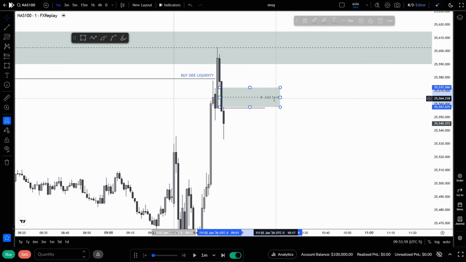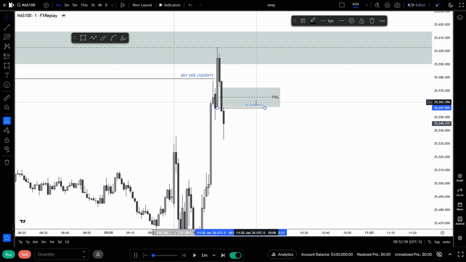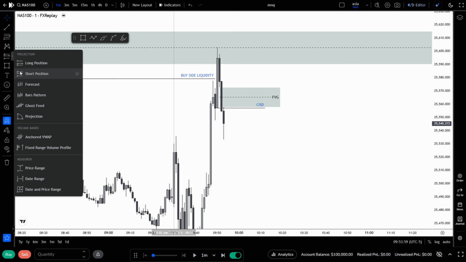This confirms that our bearish bias was correct, and now I can comfortably place my trade using that fair value gap. For my targets, I can simply target the lows below.